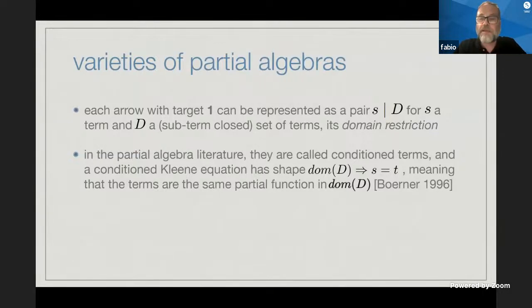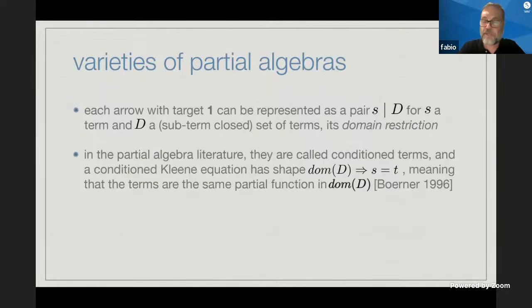Then, the funny thing is that in the partial algebra literature, this kind of arrows are called conditional terms. And a conditional Horn equation has this shape: S is equal to T for all the objects which are in the domain of these subterms. And the definition is given by Burmeister. I mean, this is one of the classical references.